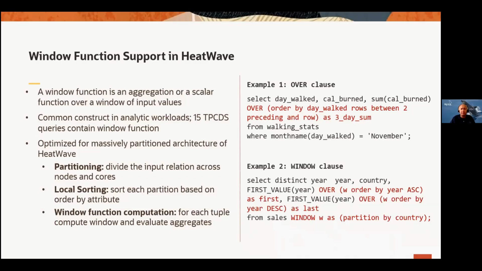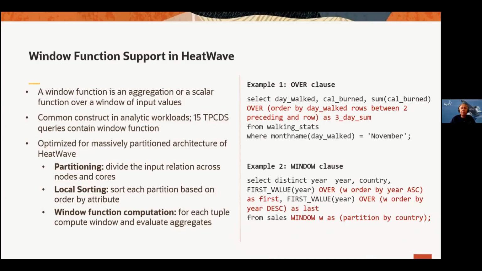And for those who may not be very familiar with window functions, it's an aggregation or a scalar function over a window of input values. So as shown in a couple of examples on the right-hand side, you could have an over clause, or you could have a window clause. So what this is doing is an aggregation over a window of input values. 15 of the 99 TPC-DS queries contain a window function. So clearly it's representative of a lot of analytic workloads. So we now have support for that in HeatWave.